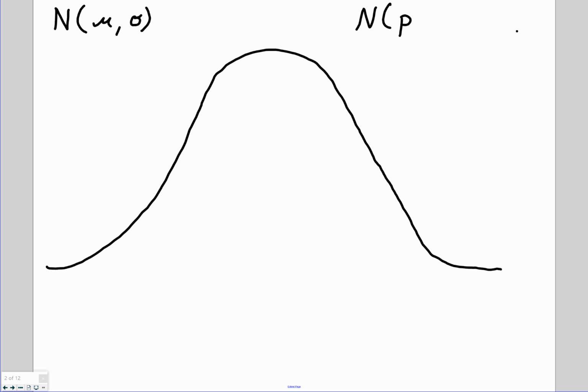That's called the population proportion. Population is fun. You're going to love it. It's like alliteration. Population proportion.